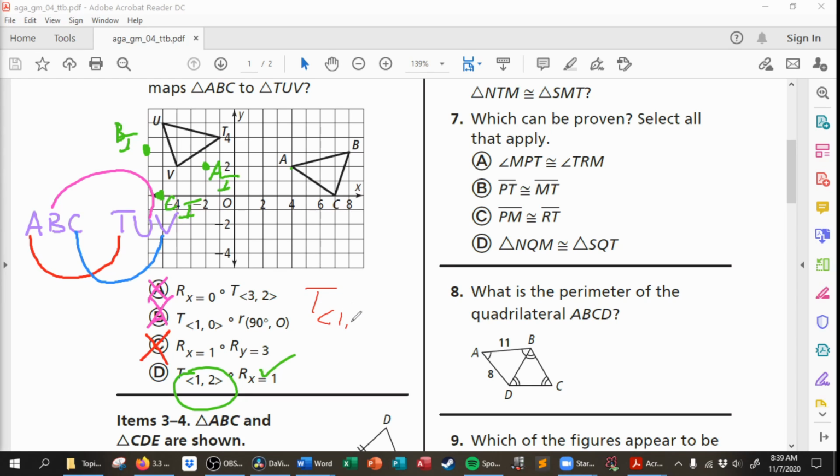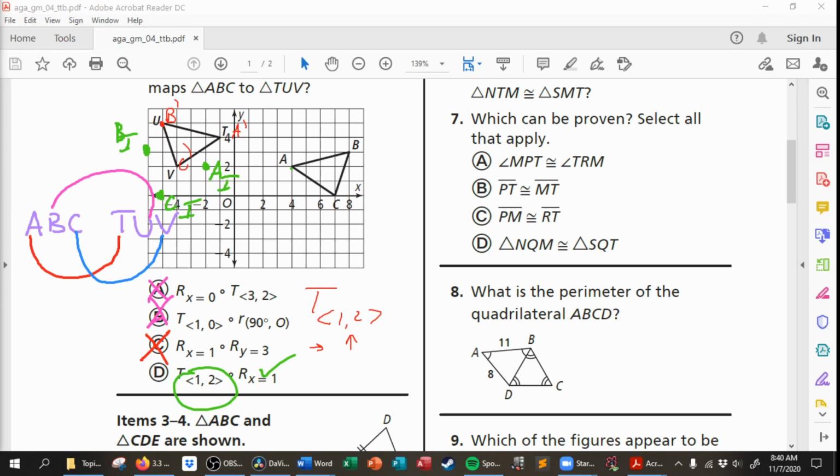So let's look at what this translation means. This means go 1 to the right and 2 up. So 1 to the right, 2 up. This would give me B prime. 1 to the right, 2 up gives me C prime. 1 to the right, 2 up gives me A prime. Now, we're not done yet because we haven't verified that the correct corresponding parts have mapped onto each other. Oh, I still want to keep my green dot.